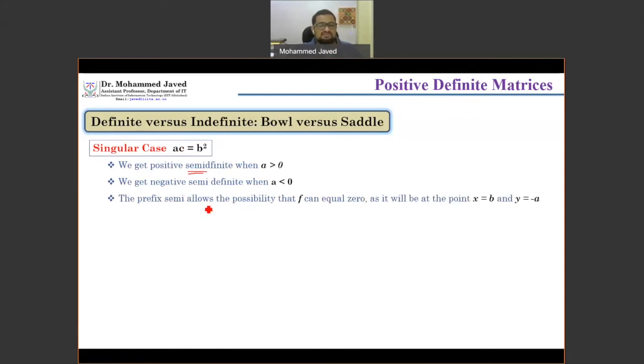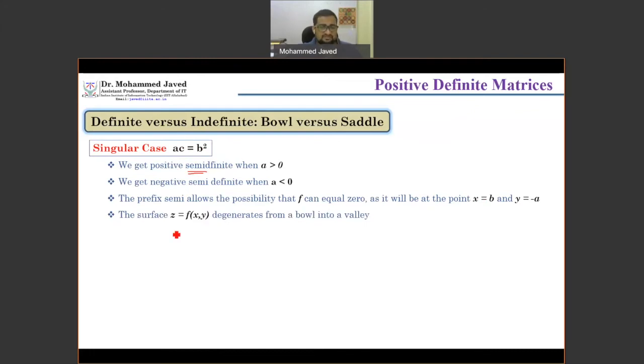And the prefix semi allows the possibility that f can be equal to 0, as it will be at the point x equal to b and y. If you substitute this point here, you can see in the equation you would get AC equal to b square.